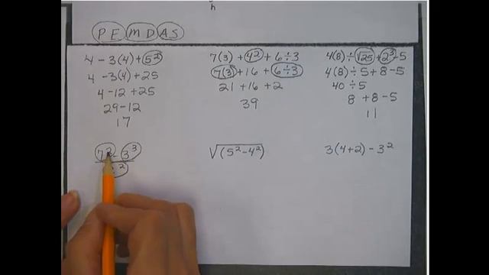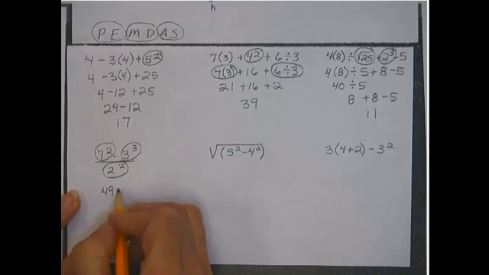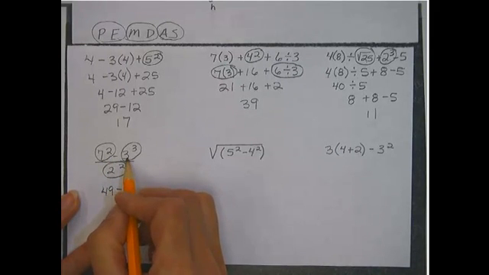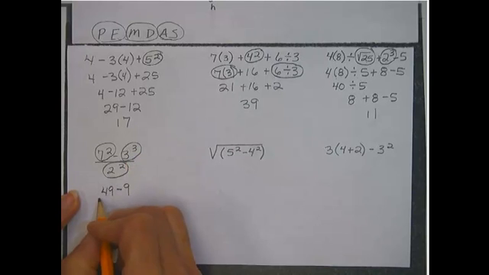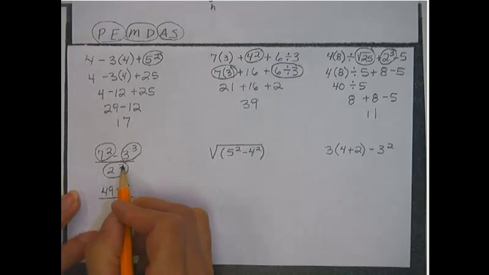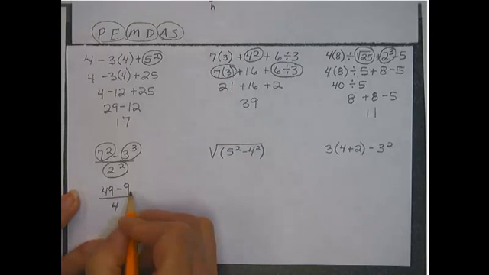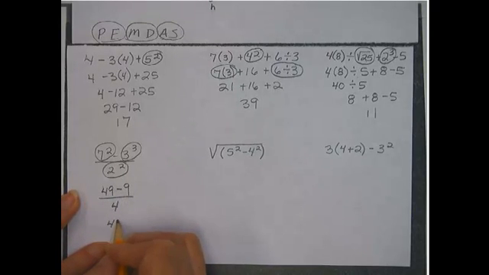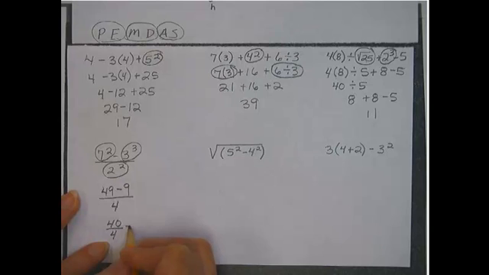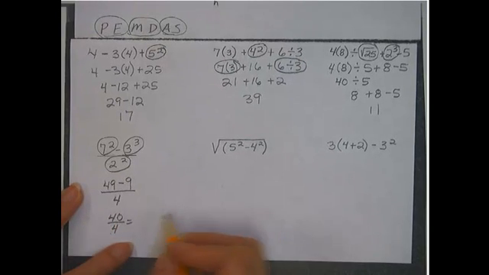So 7 times 7 would be 49, minus 3 times 3 is 9, all over 2 times 2, or 2 squared, would be 4. So this leaves me with 49 minus 9 would be 40 divided by 4. 4 goes into 40 10 times.